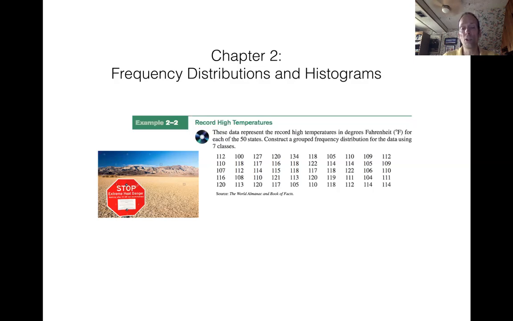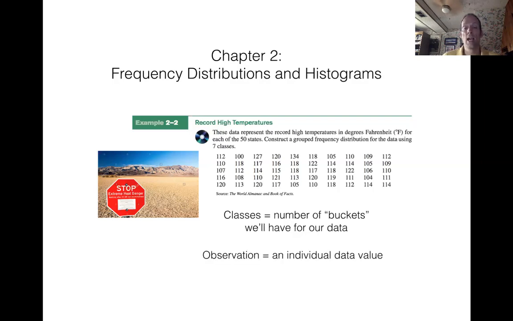So in order to start out, there are some definitions and terms we need to know. First thing is called classes. A class is equal to the number of buckets that we're going to end up having for our data set. In this case, we've been asked to use 7 classes. And the second thing that we need to know is we're going to hear the word observation over and over again. Observation refers to one individual data value.